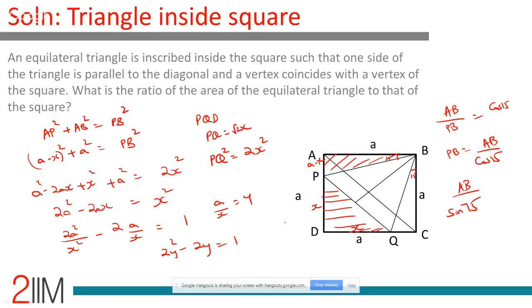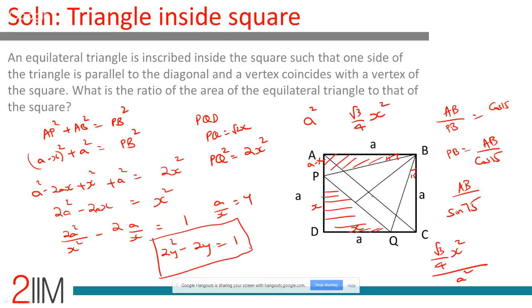Once you get that root, you're through. And so the area of the square is A square. The area of the equilateral triangle is root 3 by 4 X square. What is the ratio of the area of the equilateral triangle to that of the square? This is root 3 by 4 X square by A square. If you find A by X or X by A, we are through. We've got this far. All we need to do is solve this quadratic equation and we are through.